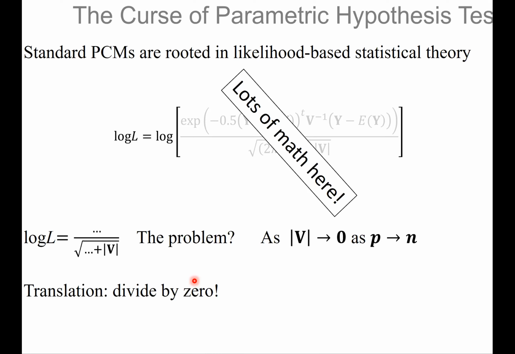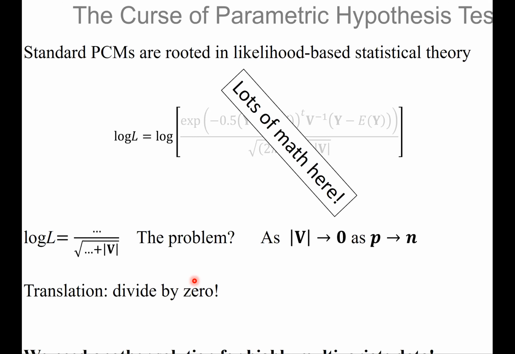So put another way, as your data become more highly complex and more highly dimensional, the problem of parametric likelihood-based hypothesis testing becomes ill-conditioned, and we can't complete it. So we need another path forward.